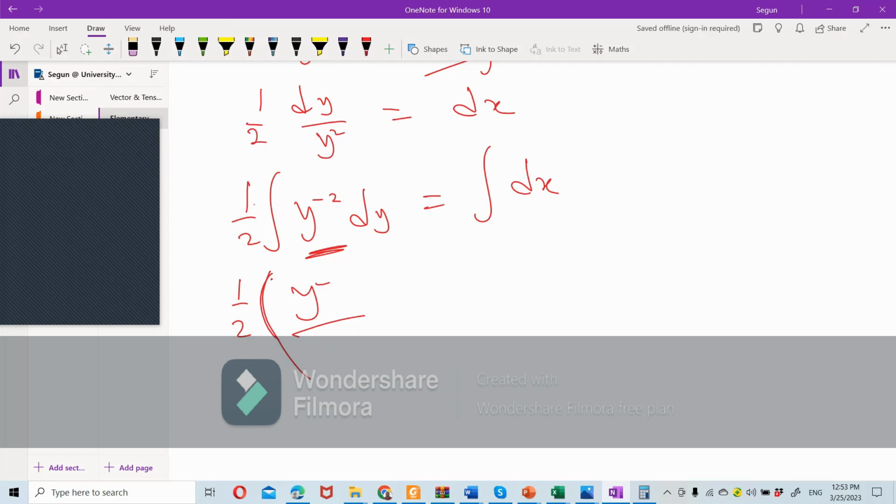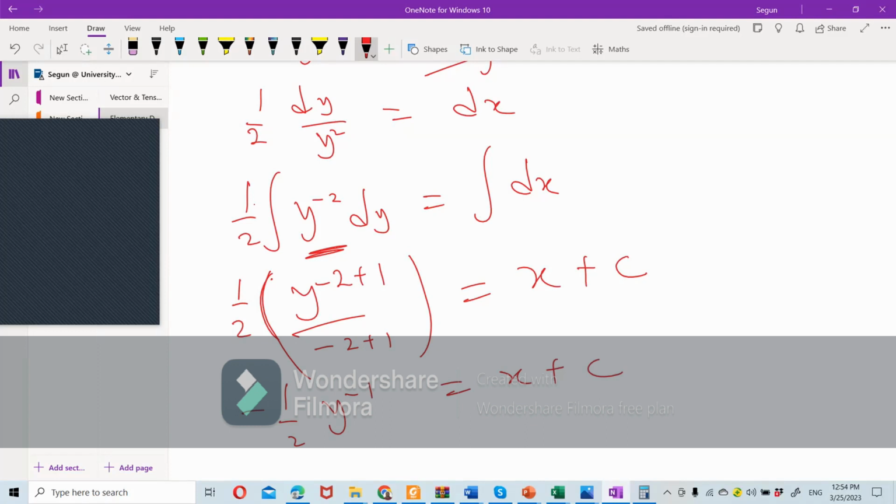Am I right? Yes, sir. Equals, anytime you integrate dx, what do you have? You have x plus C. So at the end of the day, we have minus 1 here. This will be minus half y raised to power minus 1 equals x plus C. Any question?